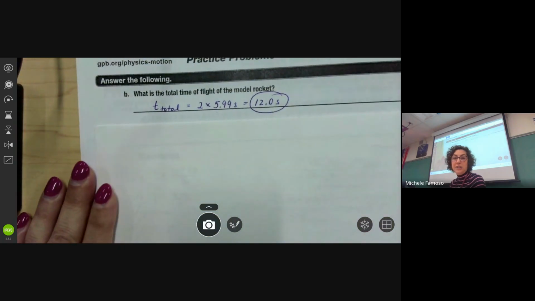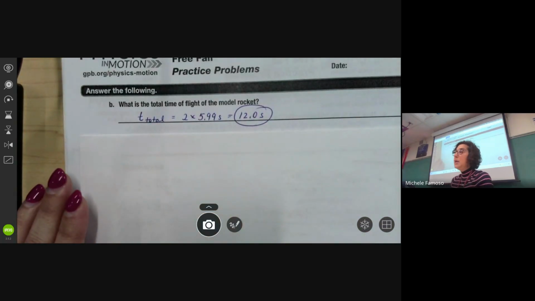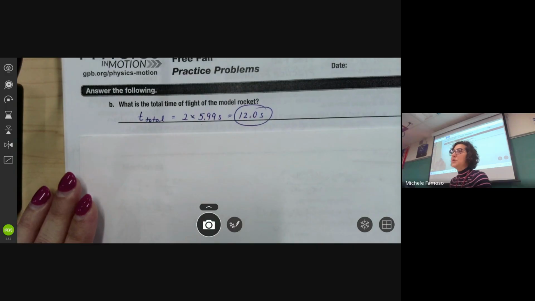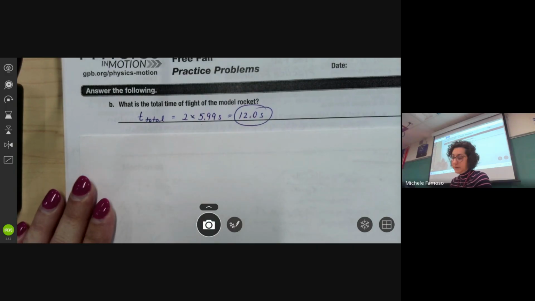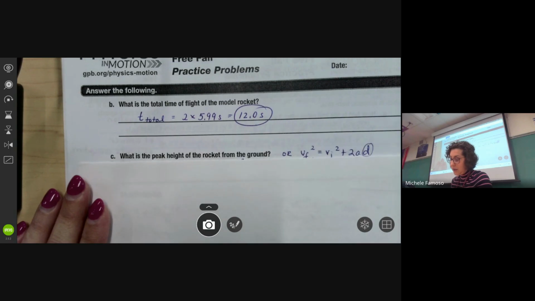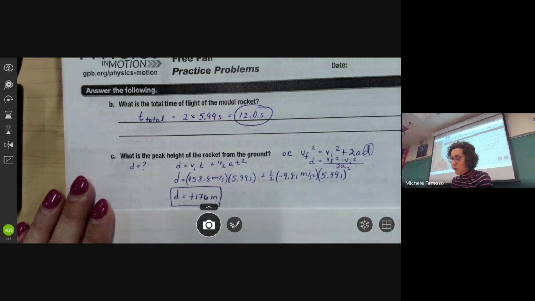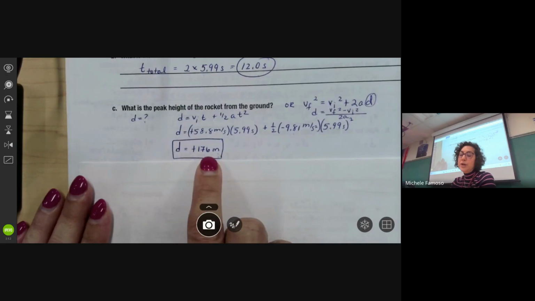Part B, what is the total time of flight? You're going to double that time going up. That would give you about 12.0 seconds maintaining the sig figs. Part C, what is the peak height? It's going to go up 176 meters.